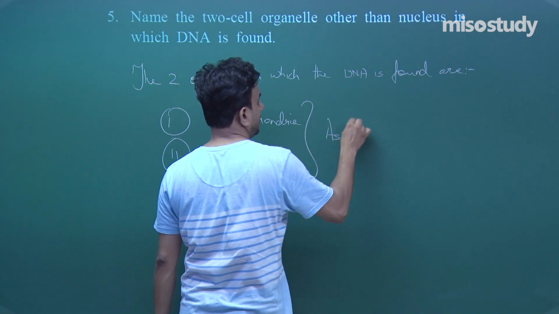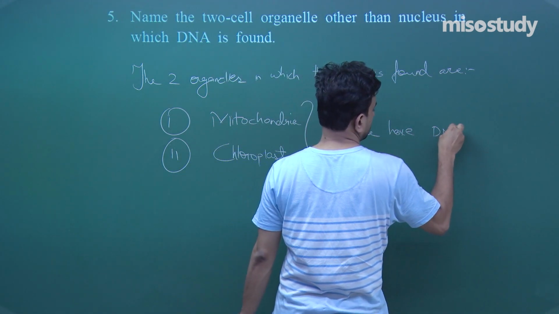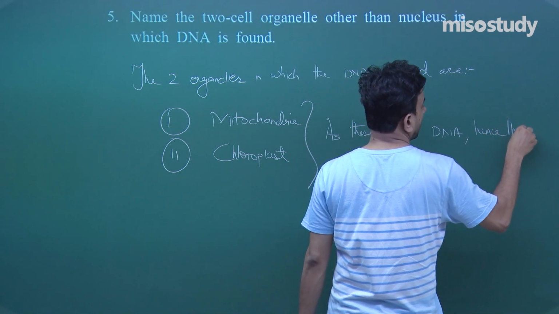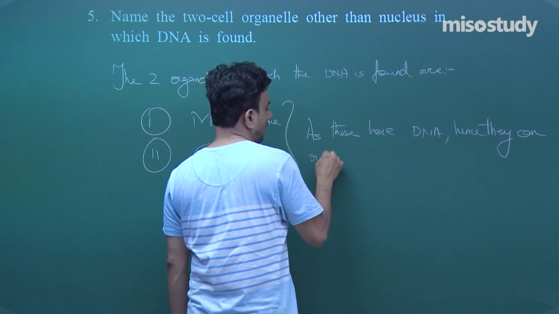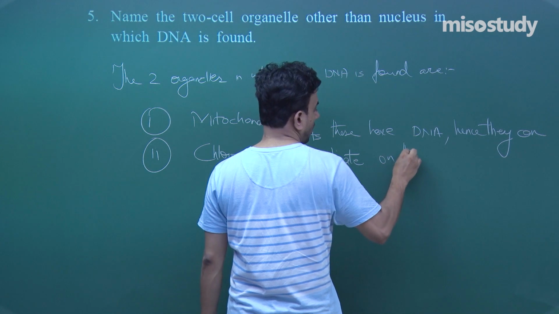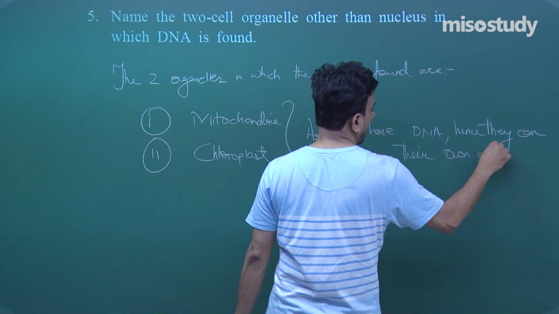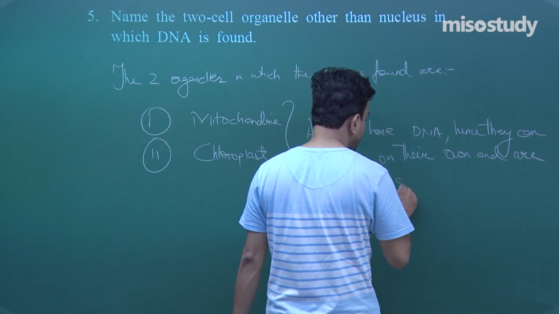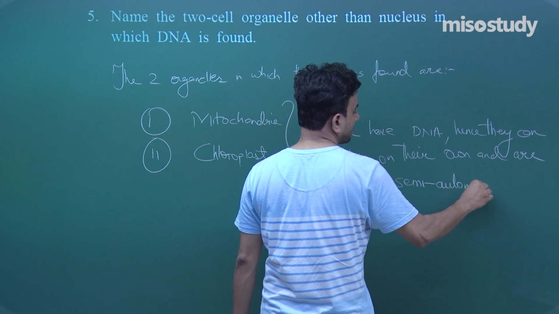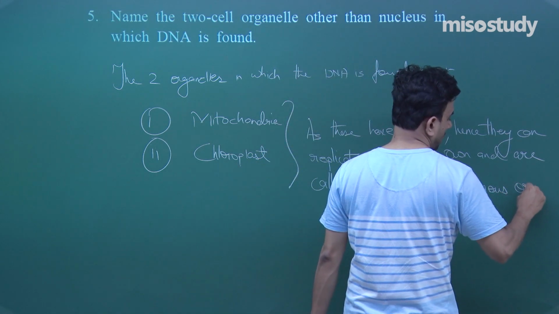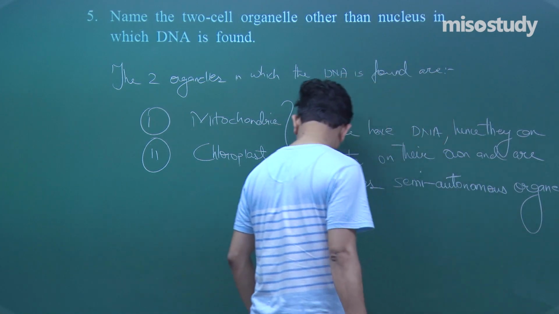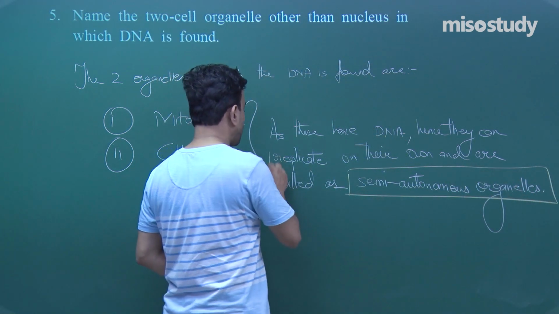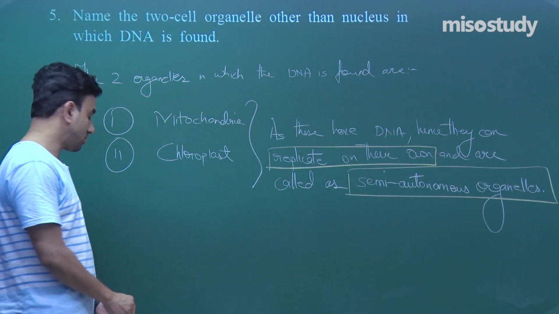As these have the DNA, they can replicate on their own, and are called semi-autonomous organelles, right?